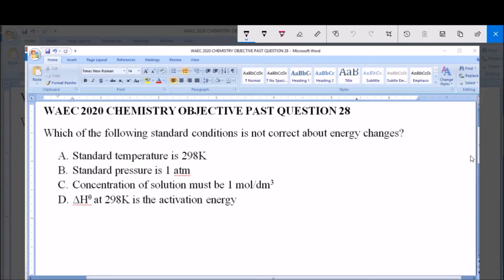Hello and welcome. I'm going to be answering WAEC 2020 Chemistry Objective Past Question 28. Which of the following standard conditions is not correct about energy changes?